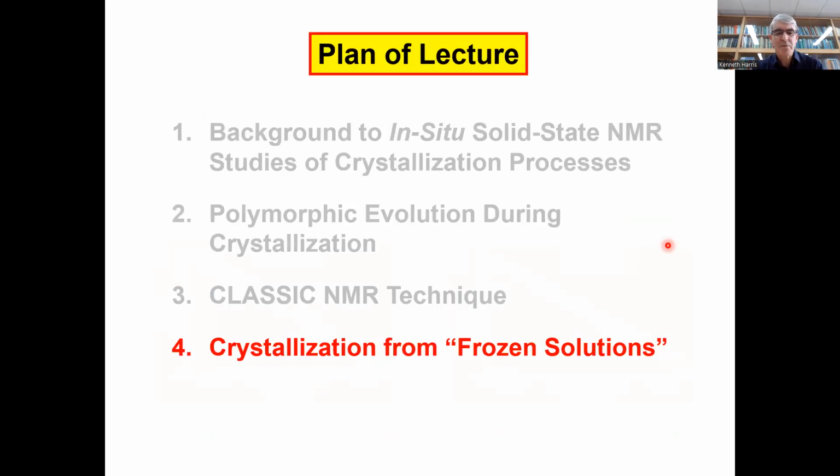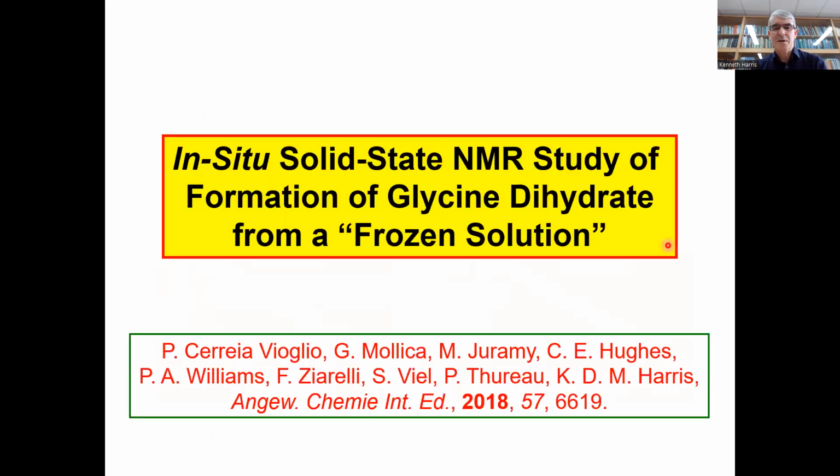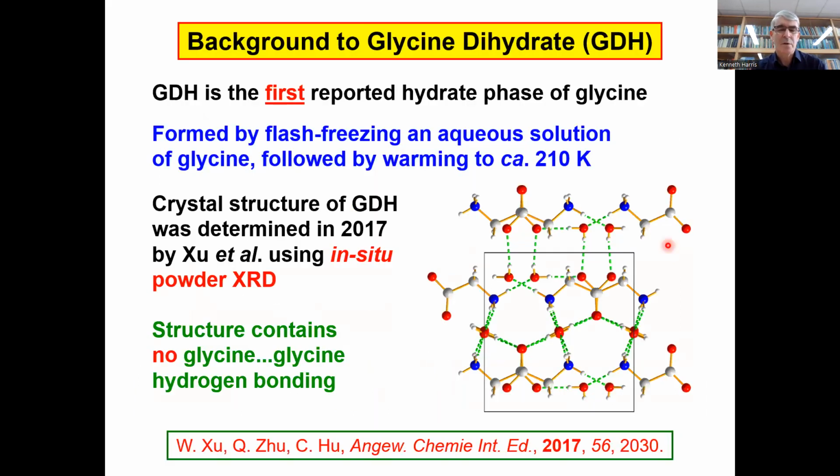Finally, I want to briefly discuss crystallization from a frozen solution. And here we're going to focus on the formation of glycine dihydrate from a frozen solution. So I mentioned earlier the three anhydrous polymorphs of glycine, and it was only in 2017 that a hydrate phase of glycine was actually discovered. And this is glycine dihydrate, discovered by Tony Hu from New York University and his co-workers.